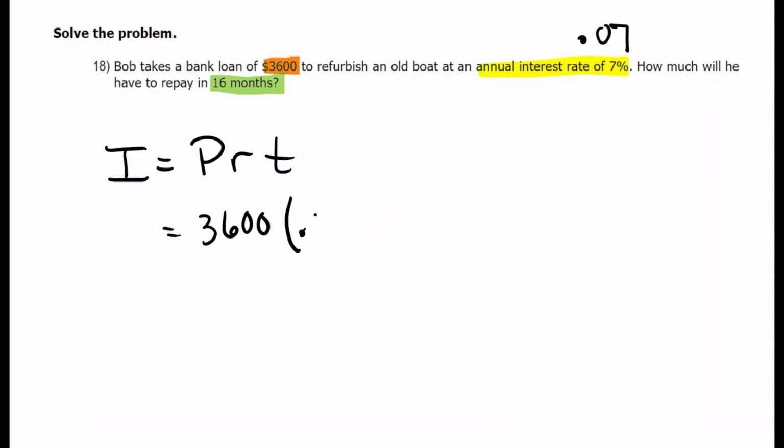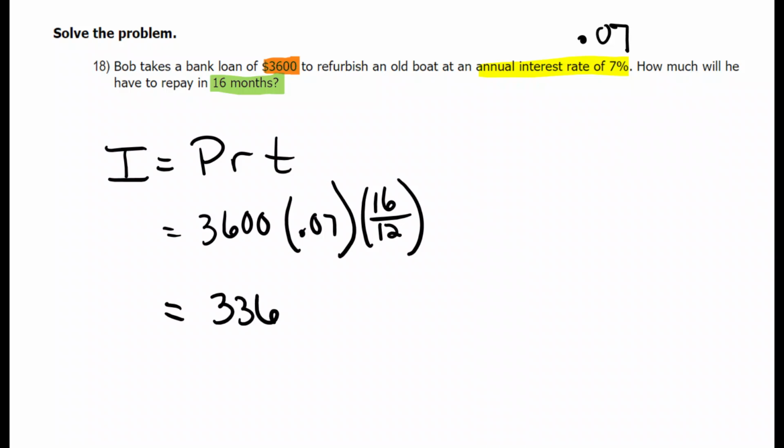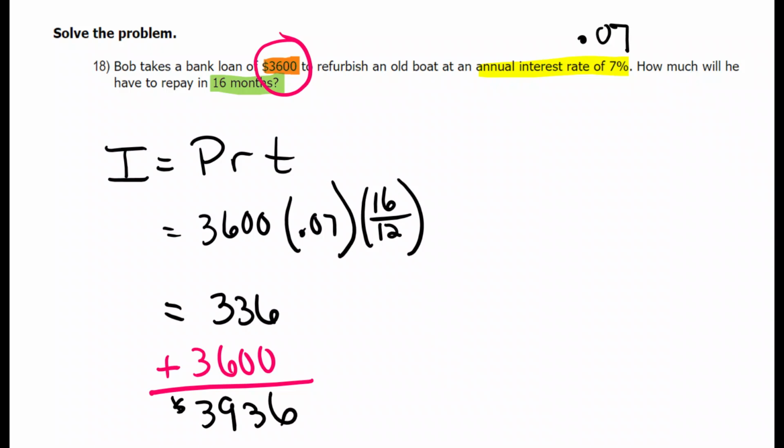Sorry, it looks like a weird zero. The rate is 0.07, and then the time is 16 out of 12. 16/12 of a year. And when I do the math, that gives me $336. But don't forget, he borrowed this. You can't just borrow it and not pay it back. So you've got to add that back, and you get the exact same answer I got a second ago, $3,936.